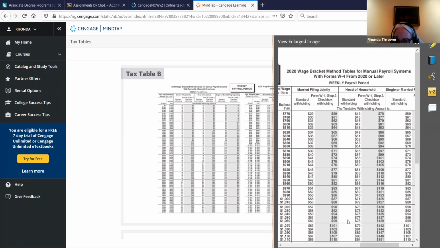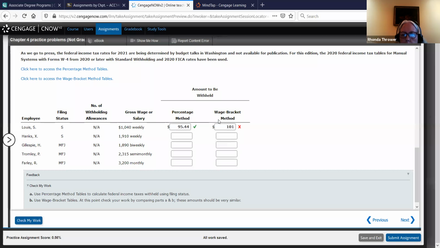And it was this one at 1,050. Single and withholding $96. 96 is the amount that you would pick up here. So I'm going to go back here and I'm going to pick up 96. And I'm going to check my work, and that's correct this time.